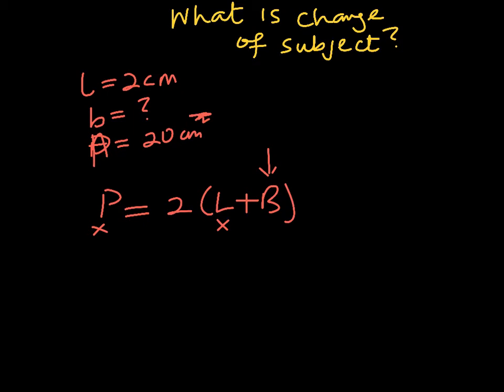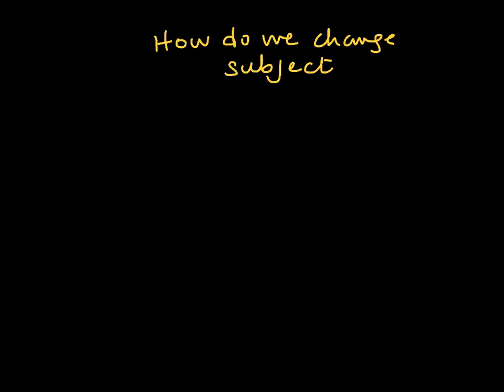So we have to rearrange this formula such that breadth now becomes the new subject, because the breadth, which we don't know, now becomes the new subject, and then it becomes easy for us to find the breadth. This rearrangement of a formula to make a variable the new subject of the formula is called change of the subject of the formula. So how do we change the subject of the formula?